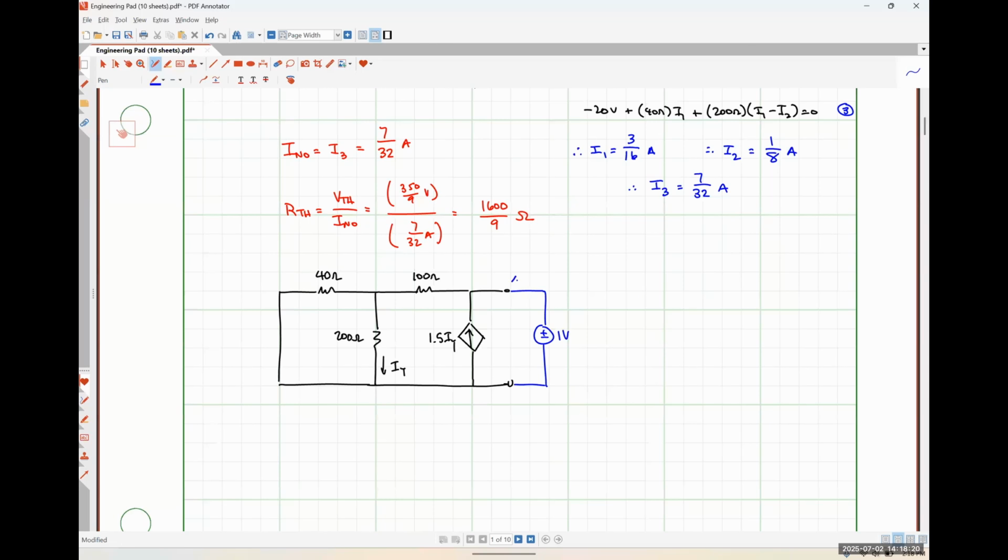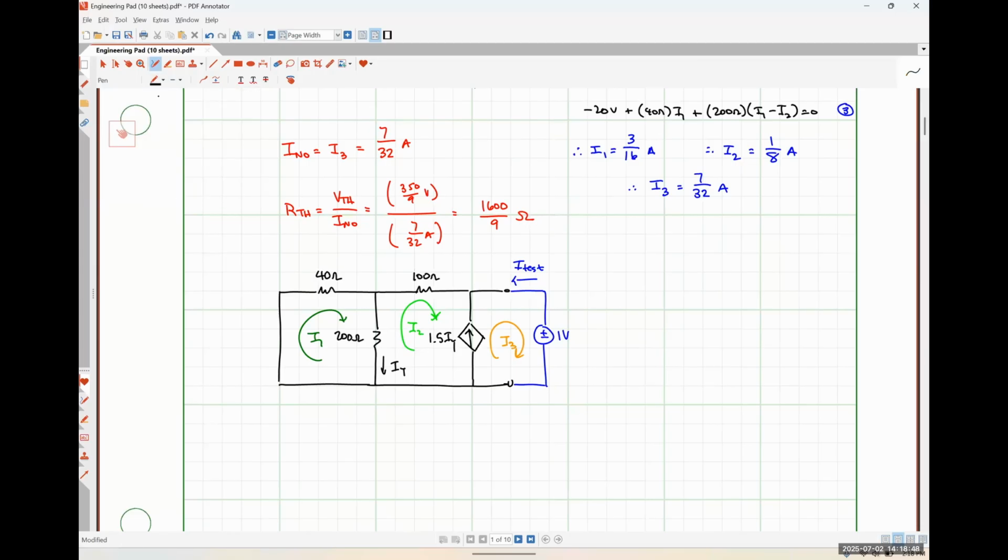And I'm trying to find this I test current, and I'm going to do that using mesh analysis. So here is mesh 1, 2, and 3.